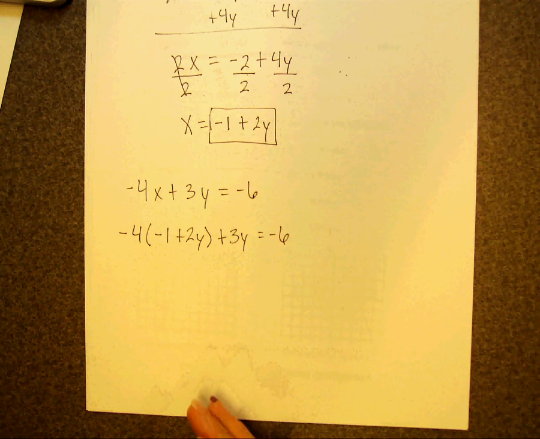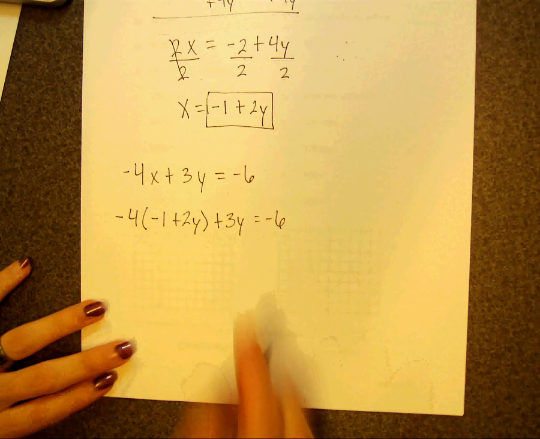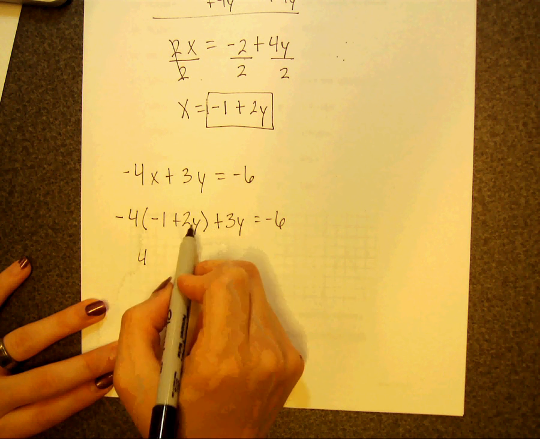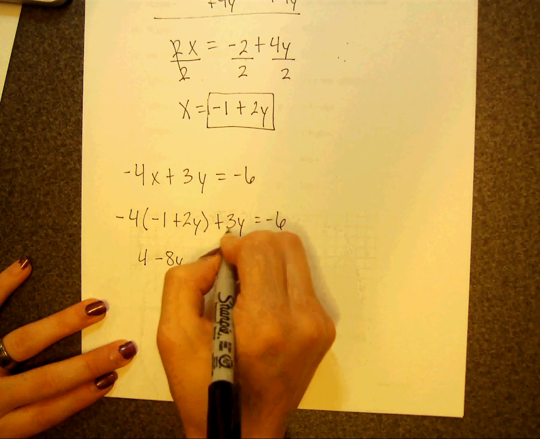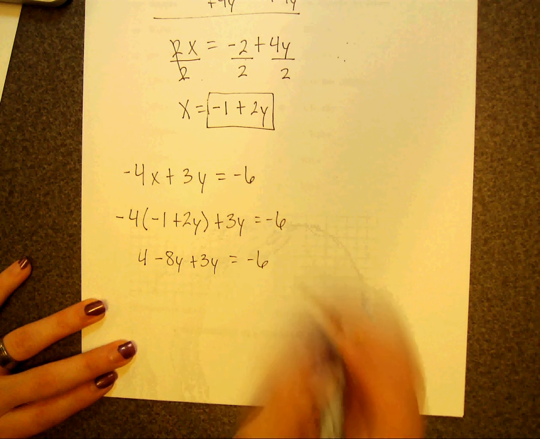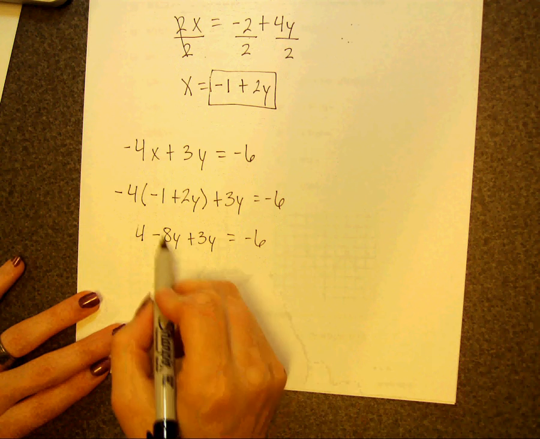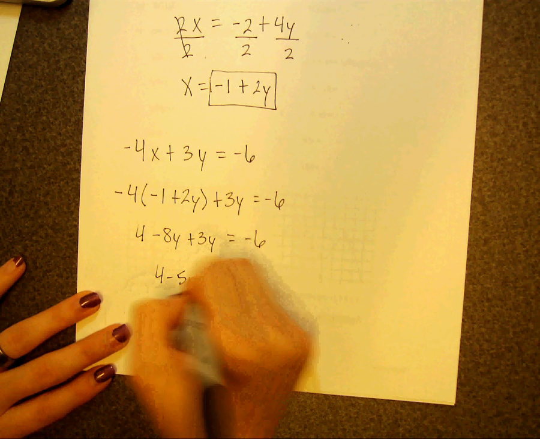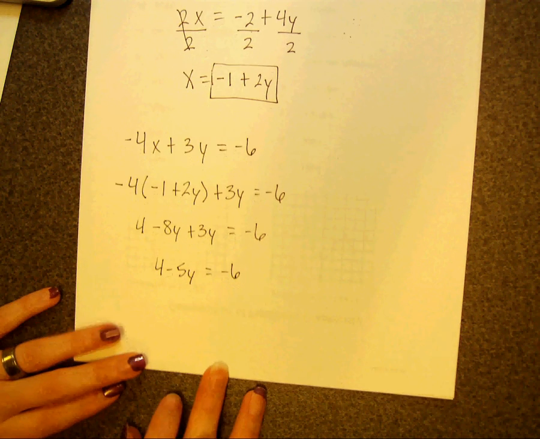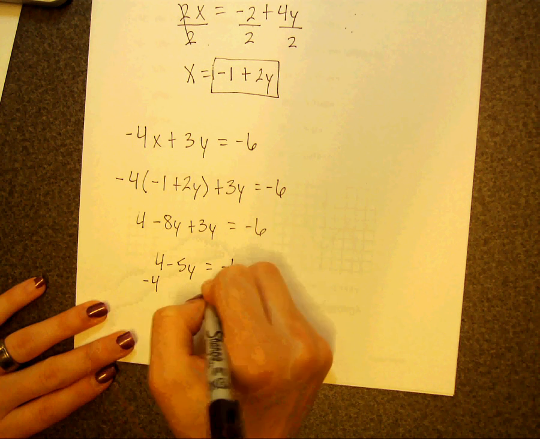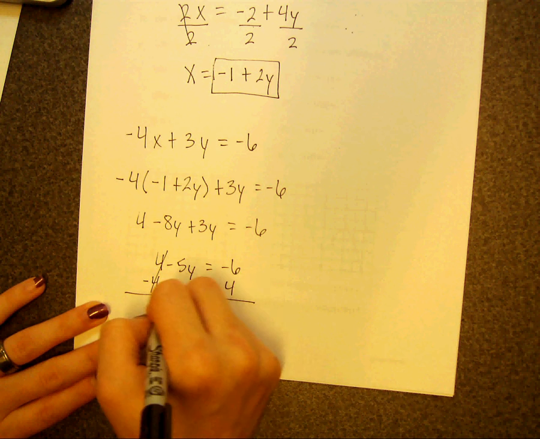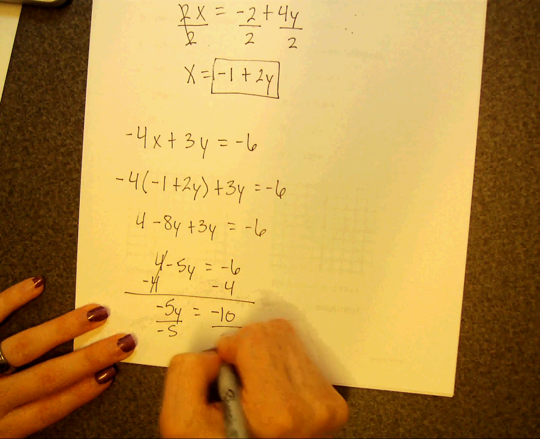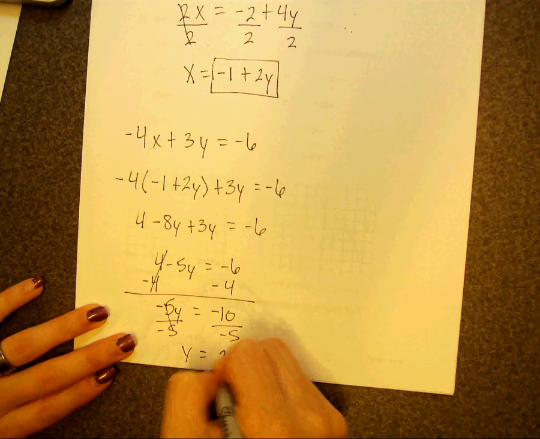And now again, I need to distribute, simplify, and solve for y. So I'm going to distribute this negative 4. Negative 4 times negative 1 gives me positive 4. Negative 4 times 2y gives me negative 8y. Plus 3y equals negative 6. Now combine my like terms. Negative 8y plus 3y is negative 5y. So 4 minus 5y equals negative 6. And now I just want to solve for y. So I'll subtract 4 from both sides, and I get negative 5y equals negative 10. Divide both sides by negative 5, and I get y equals positive 2.